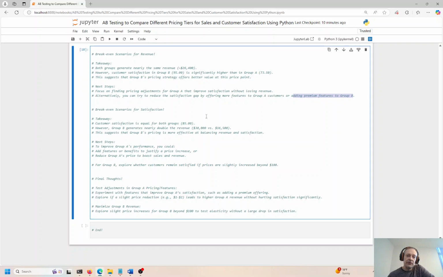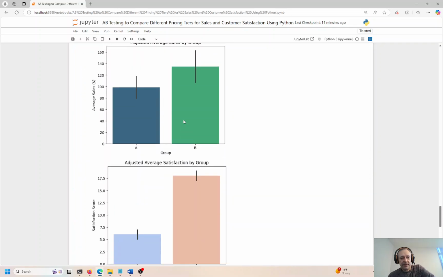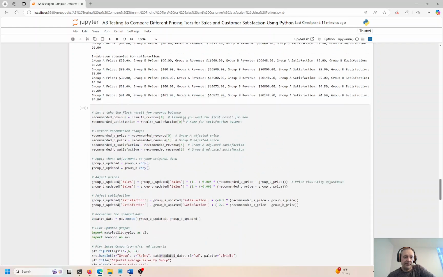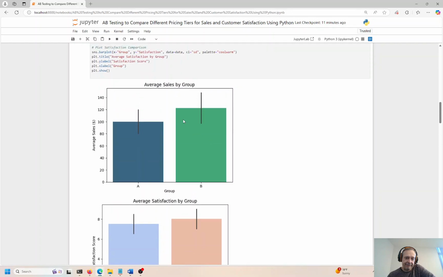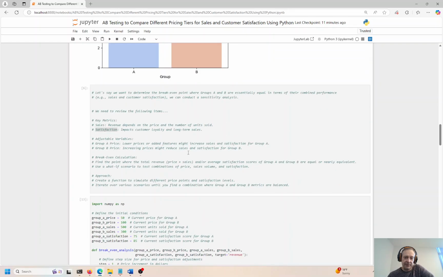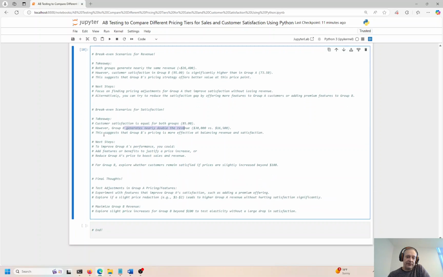So break-even scenario, customer satisfaction is equal for both groups, pretty equal, not exactly equal, but very close. However, Group B generates nearly double the revenue, 30,000 minus 16,500. Okay, so we saw that. Where was that? 30,000. No, it's the average sales times the number of items sold. Okay, so we're calculating the revenue. And what else? This suggests that Group B's prices are more effective at balancing revenue and overall satisfaction.